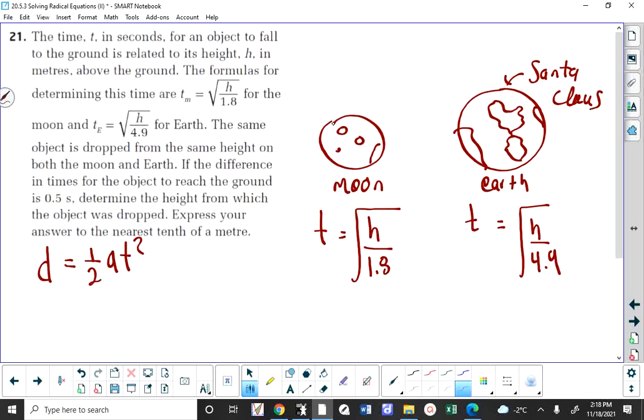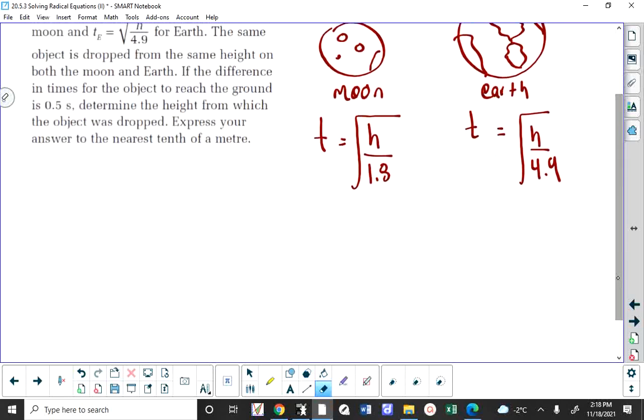Anyway, the same object is dropped from the same height on both the moon and the Earth, and the difference, oh, this is a tough problem. The difference between the times is 0.5 seconds. And the question then is, what is the height? Now, I will tell you right now that I believe this is going to be a question similar to Seamus's that you haven't actually been shown how to solve yet. So I apologize for that.